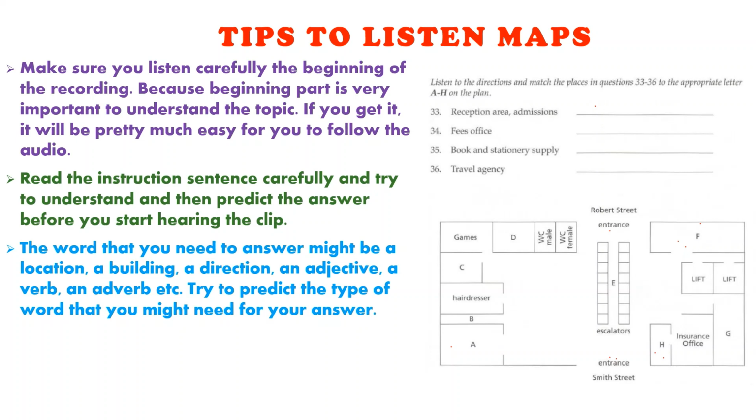If you are hearing the recording say insurance office, then you know that you may be listening to words like adjacent to, opposite to, in front of. These types of words. Just opposite to the insurance office, just opposite to the entrance office, near the lift. So you are going to hear such directional words, which will help you to locate your answers. Knowing these types of words is very essential.